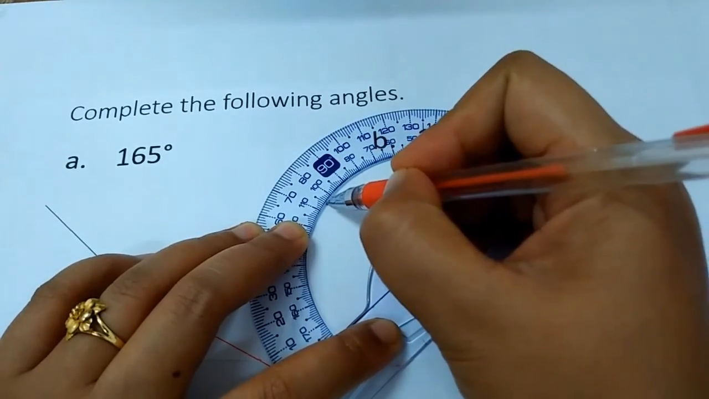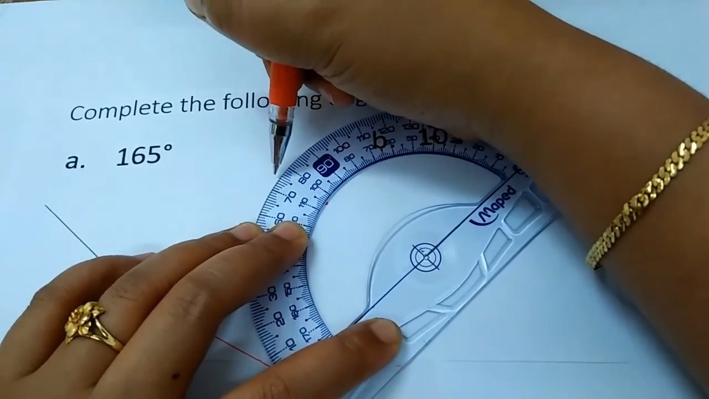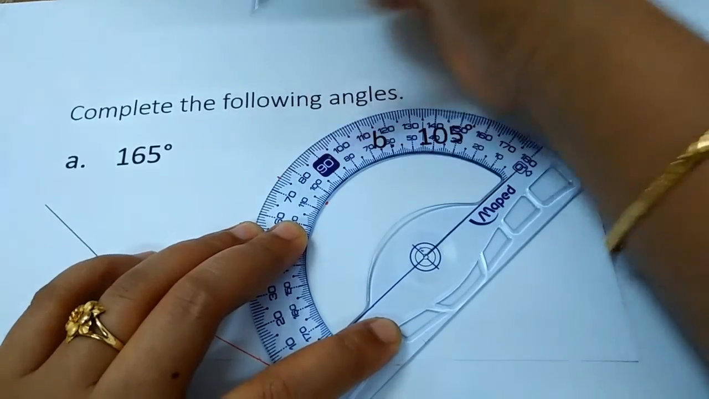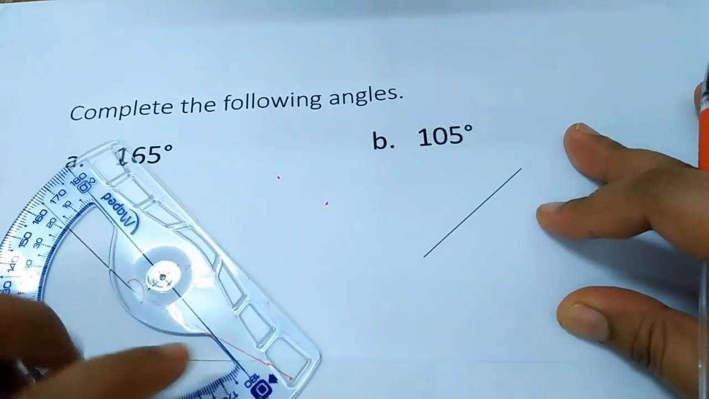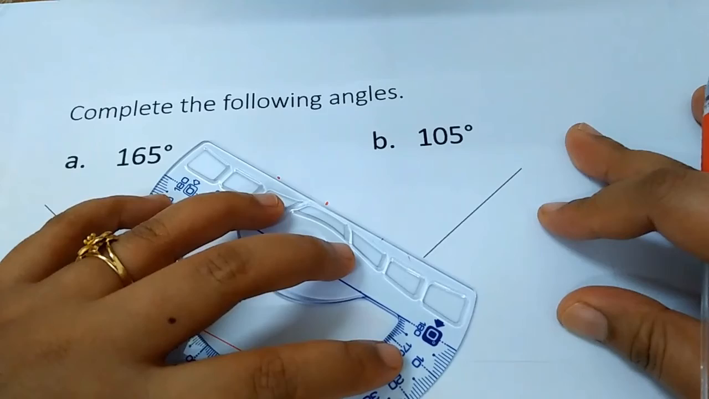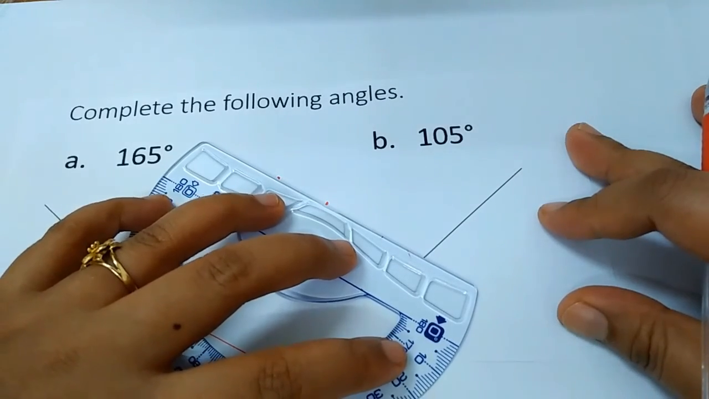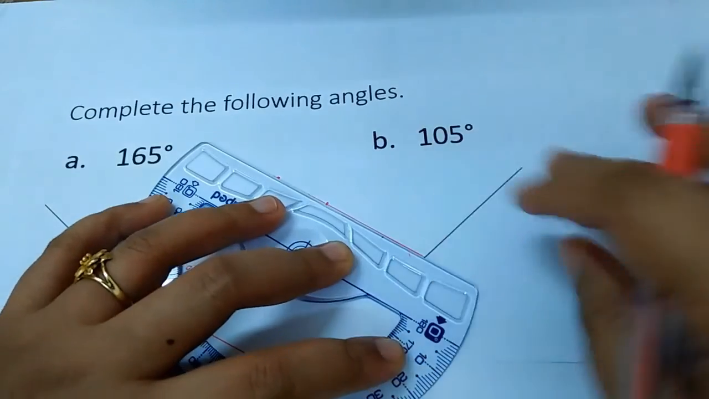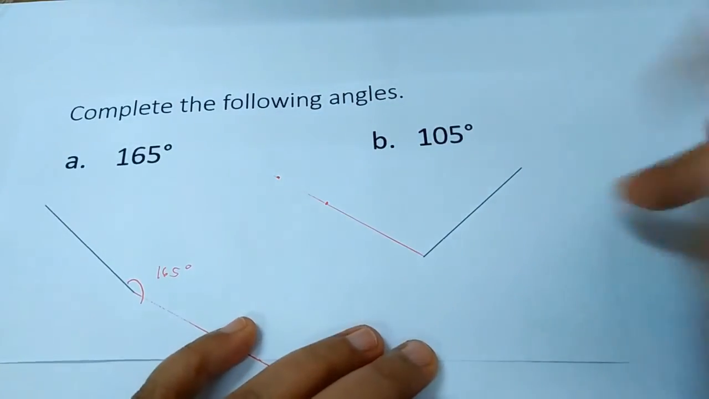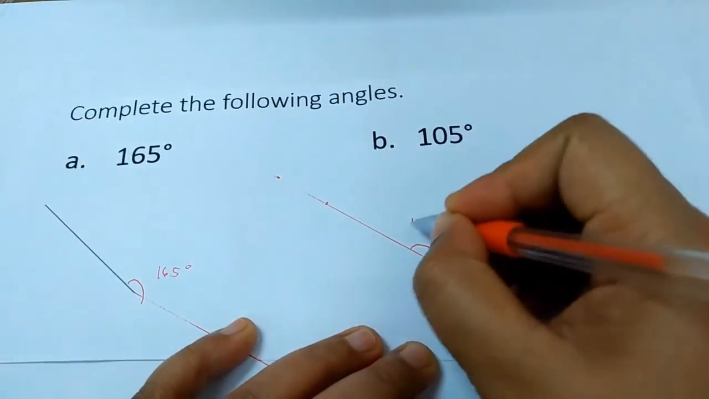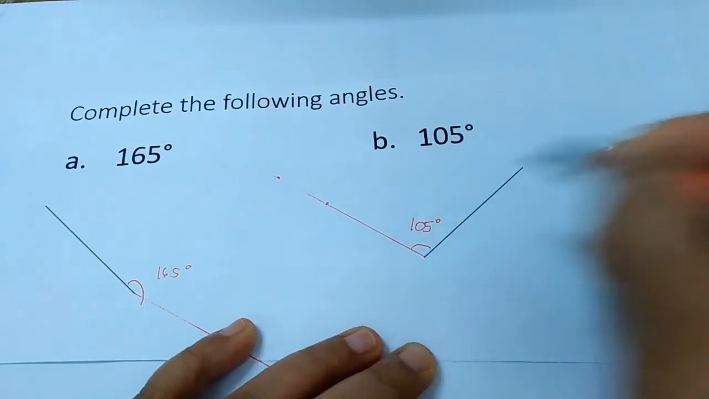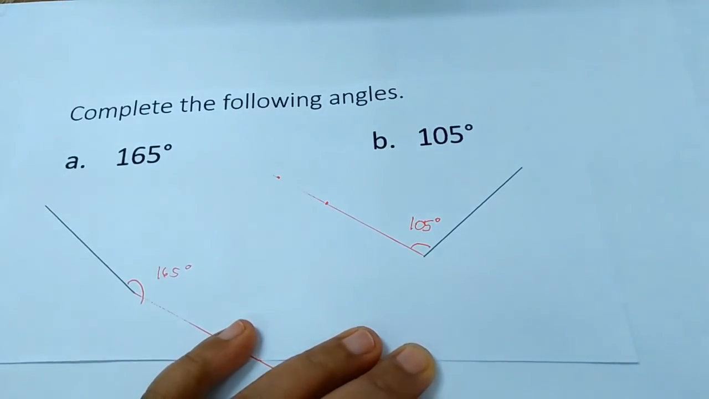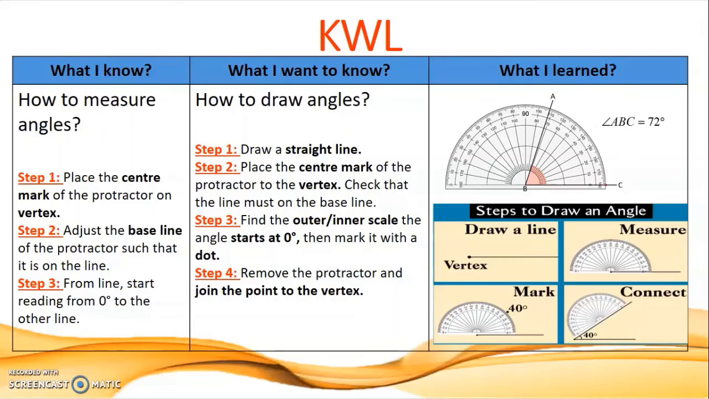You can put the dot here or outside. Still okay. So remove the protractor and make a line from the vertex to the point that we made. Okay, so it means this is the angle 105 degrees.